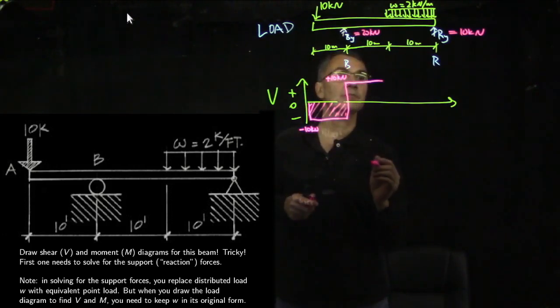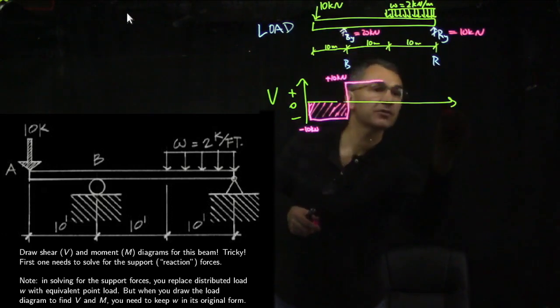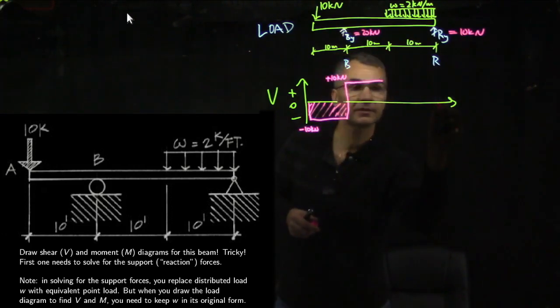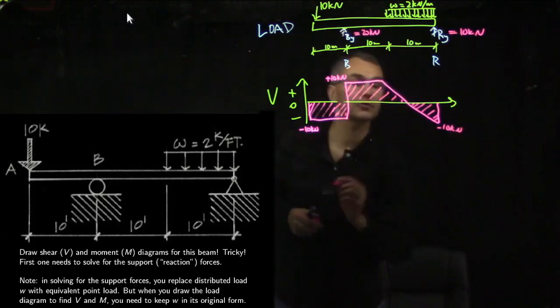Then we have a slope of minus 2, which will bring us to minus 10. See, just before the end we should be at minus 10, and this 10 should bring us back to 0. So this should be minus 10 over here. So this is then minus 10 kilonewtons. That's a pretty funny shape.